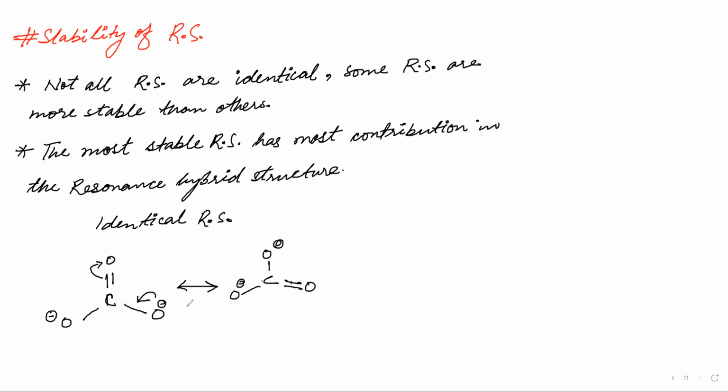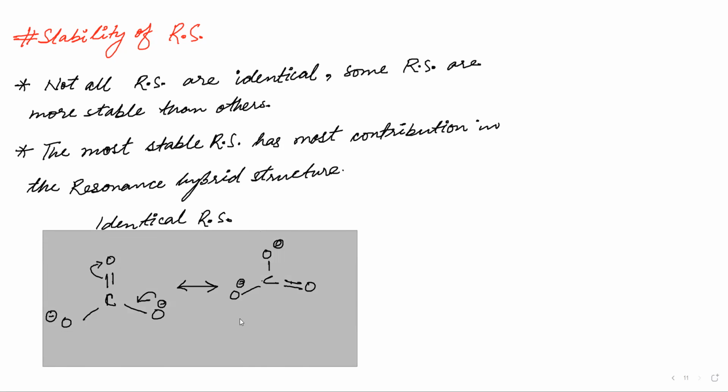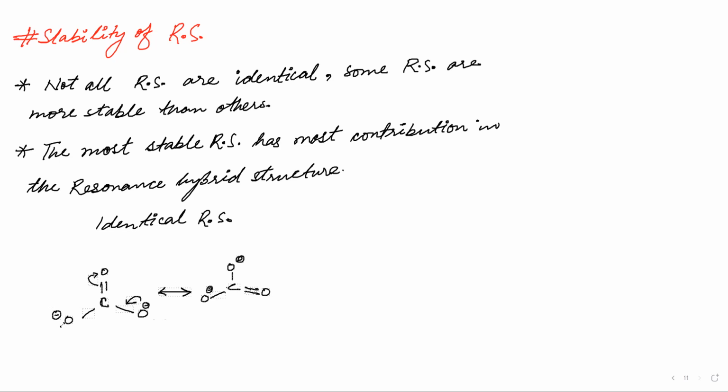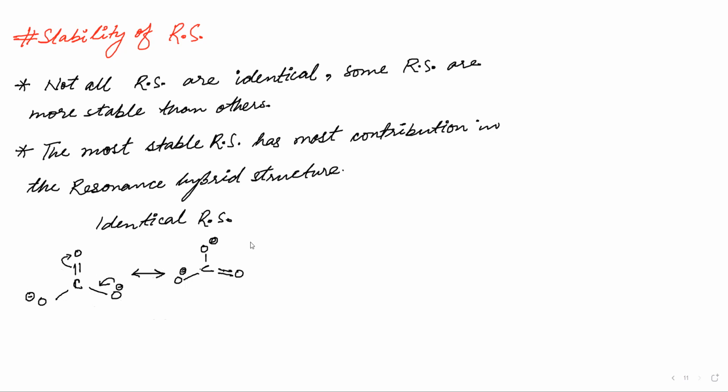Now what we can see from these two resonating structures is that both of them have the same charges on the same atom. Correct? Jumana, can you see that? The charges are on the same atom. Yes, sir. Now what is non-identical?